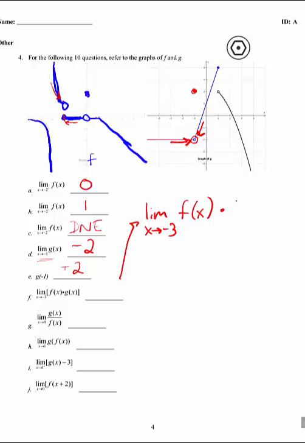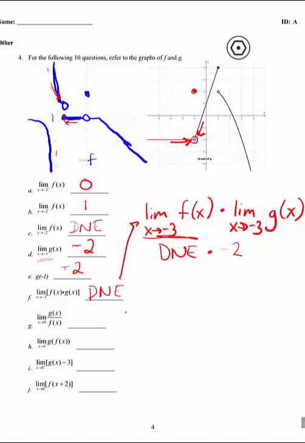Alright, letter F. This is the same as saying the limit as x approaches negative 3 of f of x times the limit as x approaches negative 3 of g of x. And the limit as x approaches negative 3, if we notice, it's an asymptote that goes to infinity and negative infinity. So this one here is DNE, and DNE times anything, it'll end up being negative 2, is still just DNE.